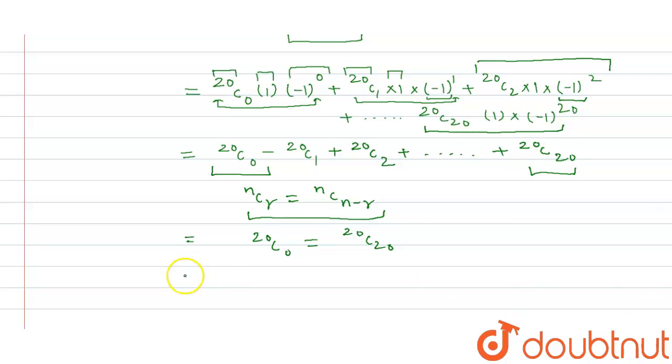Now, 20C0 is what? 20 factorial divided by 0 factorial multiplied by 20 factorial, and 20C20 is equal to 20 factorial divided by 20 factorial multiplied by 0 factorial. See here, both these terms are 1. This 20 factorial cancels out, and here also it will cancel out. So these will be equal to 1.